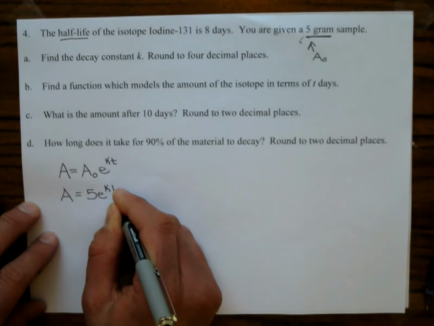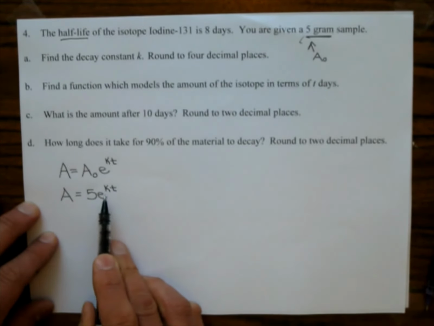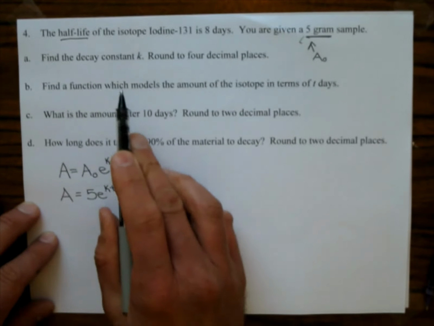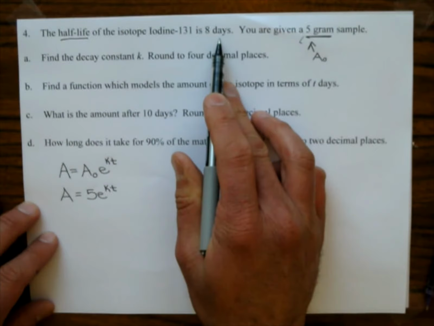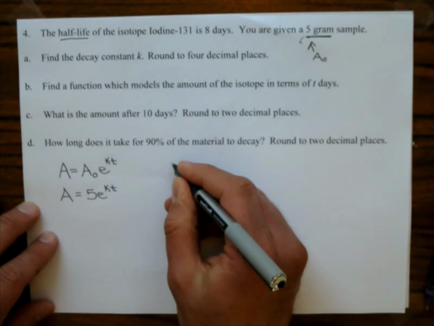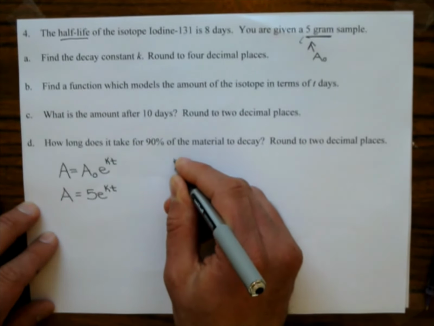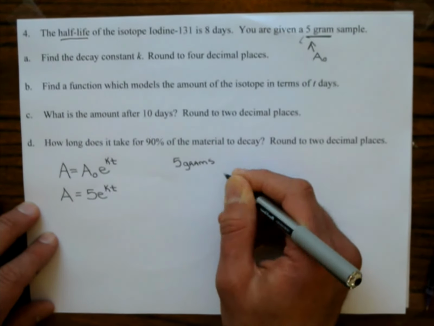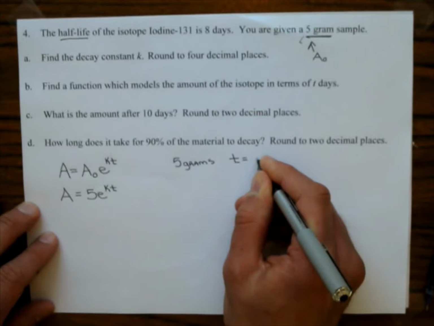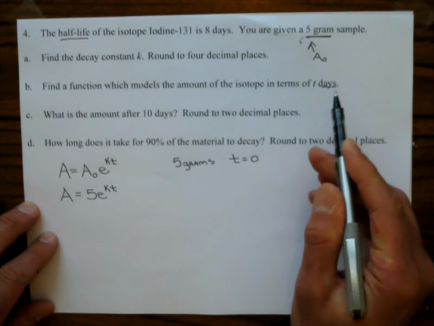So I only have one other constant that I have to find out what it is, and that's K. So half-life, okay, so what does this mean? The half-life is 8 days, which means this thing is decaying. You have 5 grams, and this is at time 0. The time is measured in days.